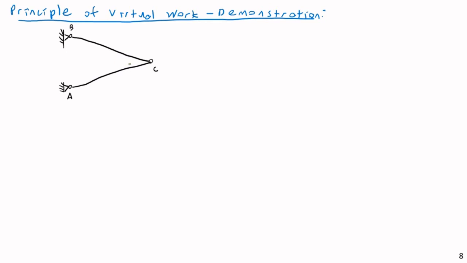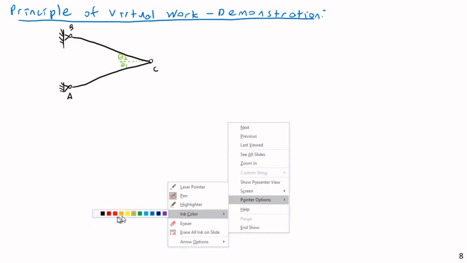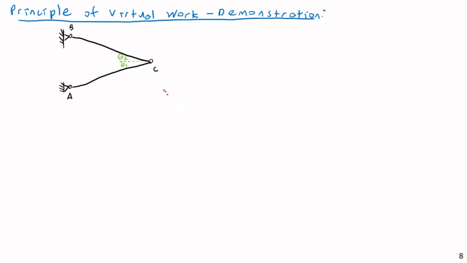And then I'm going to show the angles. The angle above for member AC, I'm going to call theta 1, and the angle above, this is going to be theta 2. So I have theta 1 and theta 2. And applied to this, I'm going to apply a virtual load. A and B are not connected? Yes, exactly. A and B are not connected. PV is a virtual load.